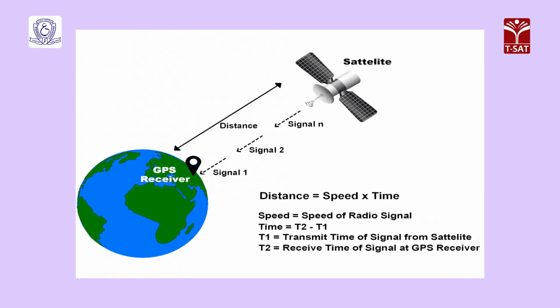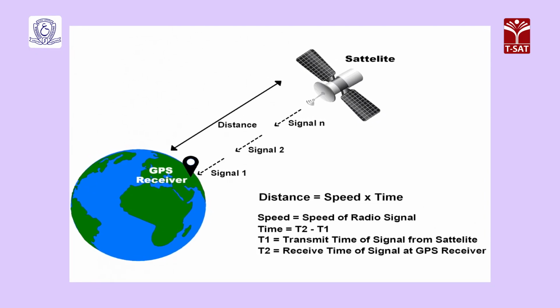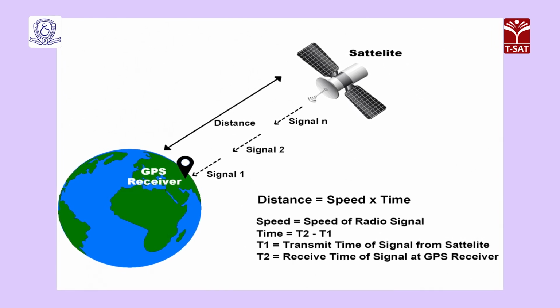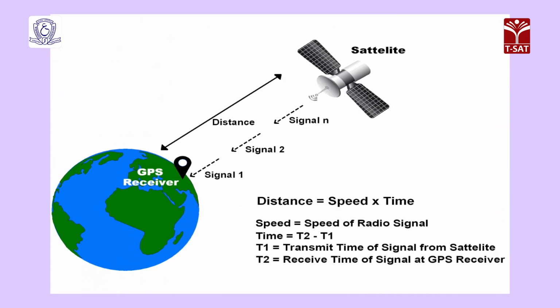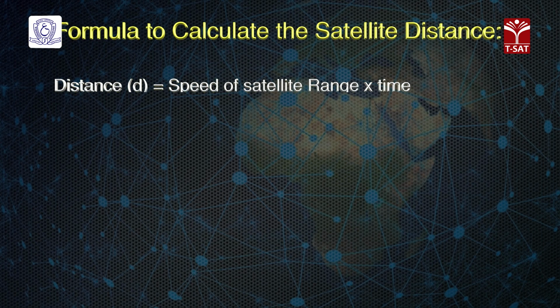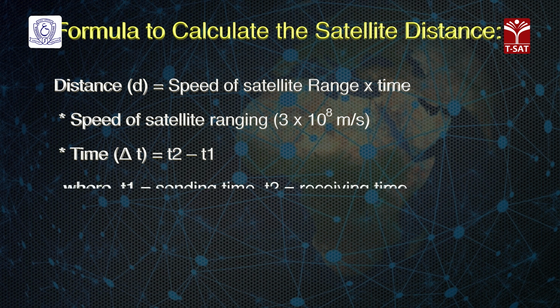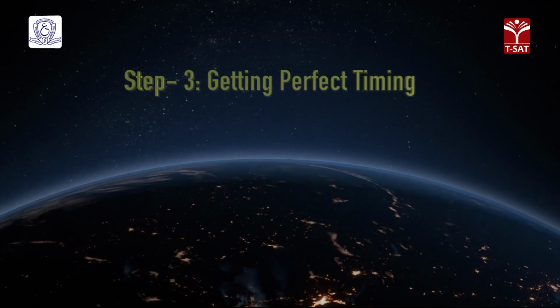Step 2. Measuring distance from a satellite. Normally, distance calculated on GPS is based on the satellite's signal ranging. The easy formula to calculate the distance is: distance d is equal to the speed of the satellite signal, that is 3 × 10^8 meters per second, multiplied by time. Time is equal to T2 minus T1, where T1 is the sending time and T2 is the receiving time.